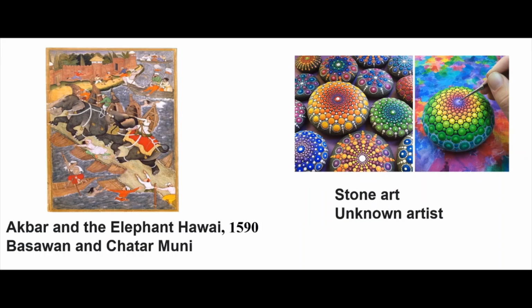The next artwork is the 16th century painting called Akbar and the Elephant Hawaii. Actually started in the year 1561 and completed in 1590 by Indian artists Basawan and Chaturmunti. The size of the figures and the space they created helped to give depth to the painting. It shows a drama-filled scene further emphasized by the small and big spaces.